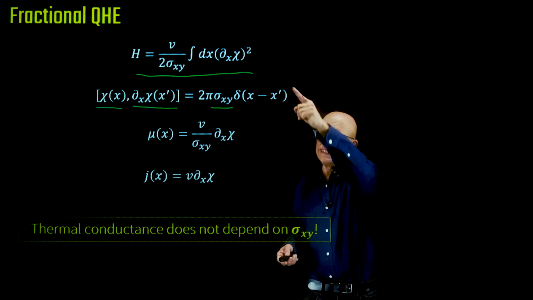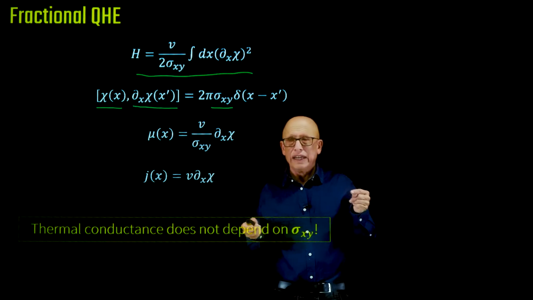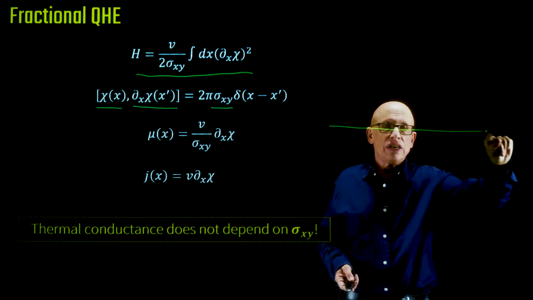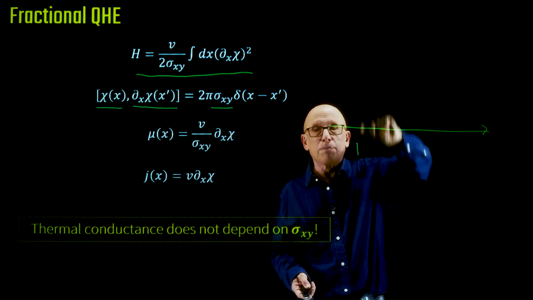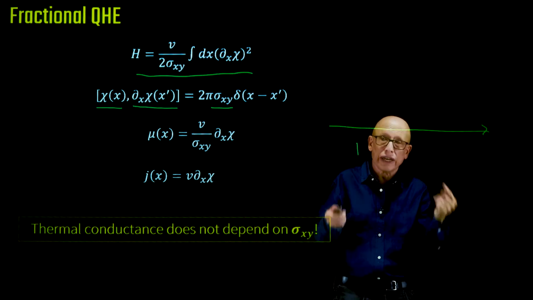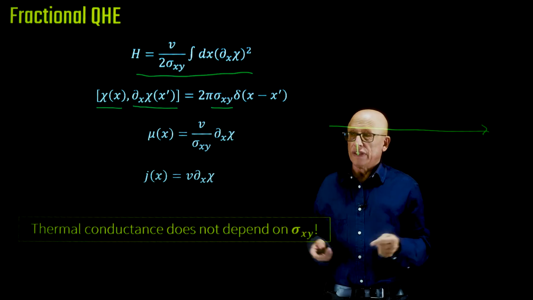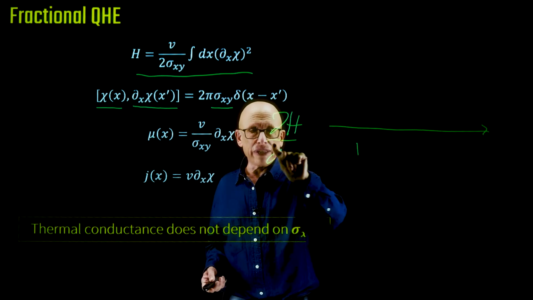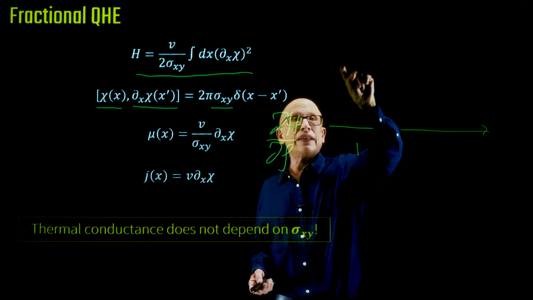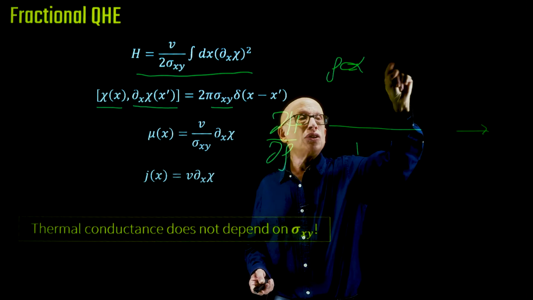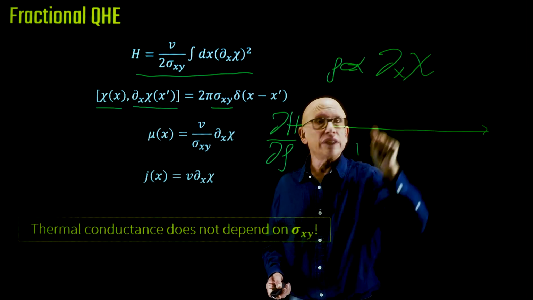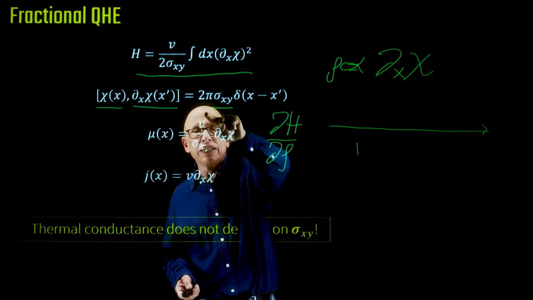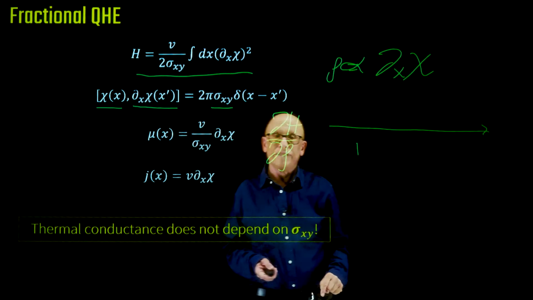Now we'd like to use this to calculate the electrical conductance of the edge. So we think of this edge. We now change its chemical potential, and we ask, out of changing the chemical potential, how much current do we get? So the chemical potential is just the derivative of the Hamiltonian with respect to the density, and the density is proportional to dx of chi. So we take this derivative, and we find that the chemical potential is v over sigma xy times dx chi.